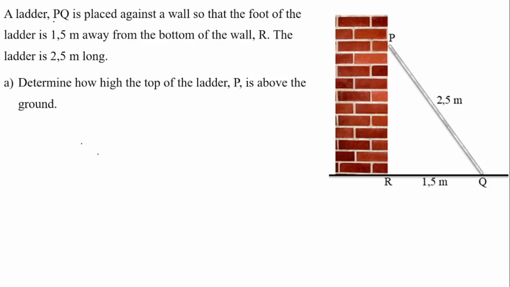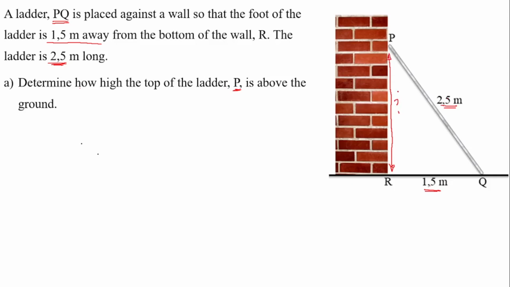A ladder PQ is placed against a wall so that the foot of the ladder is 1.5 meters away from the bottom of the wall. So here this is 1.5 meters away, and then the ladder is 2.5 meters long. This is the length of the ladder, right? Determine how high the top of the ladder P is above the ground. So we're looking for this height here. Okay, how high is P above the ground? That's what we're looking for, right?